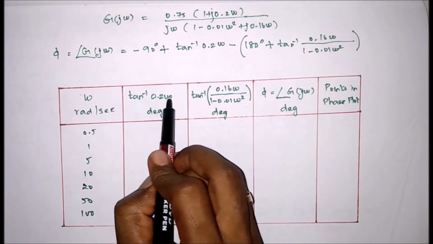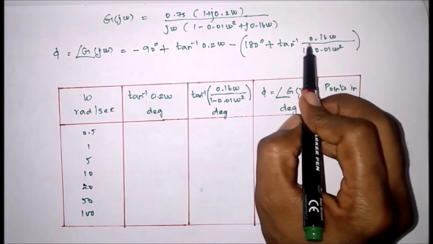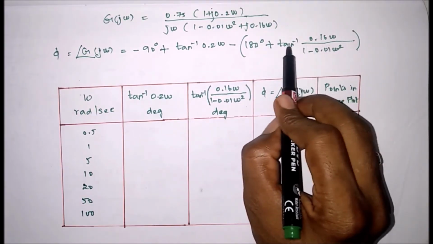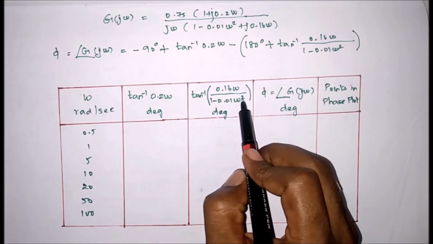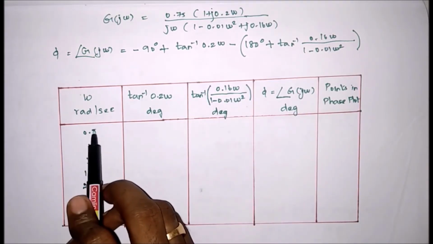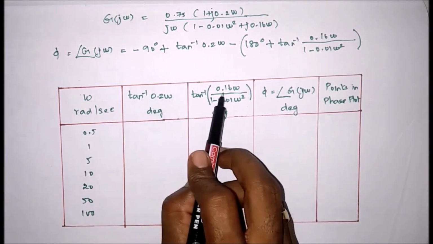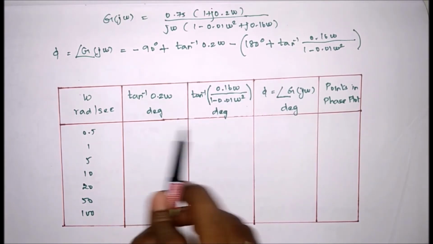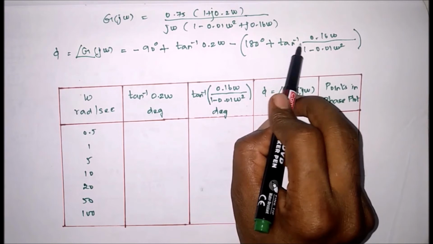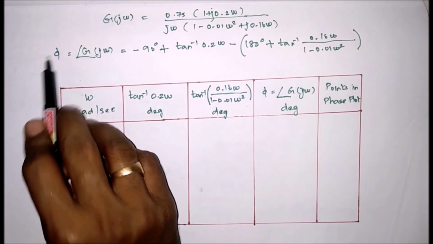tan inverse of 0.2 omega, it is in degree. The next term we have to calculate is tan inverse of 0.16 omega divided by 1 minus 0.01 omega square. For various values of omega, we can calculate this term and this term. To get phi, we have to substitute the first term and second term into this equation. Finally, we can calculate the phi value.